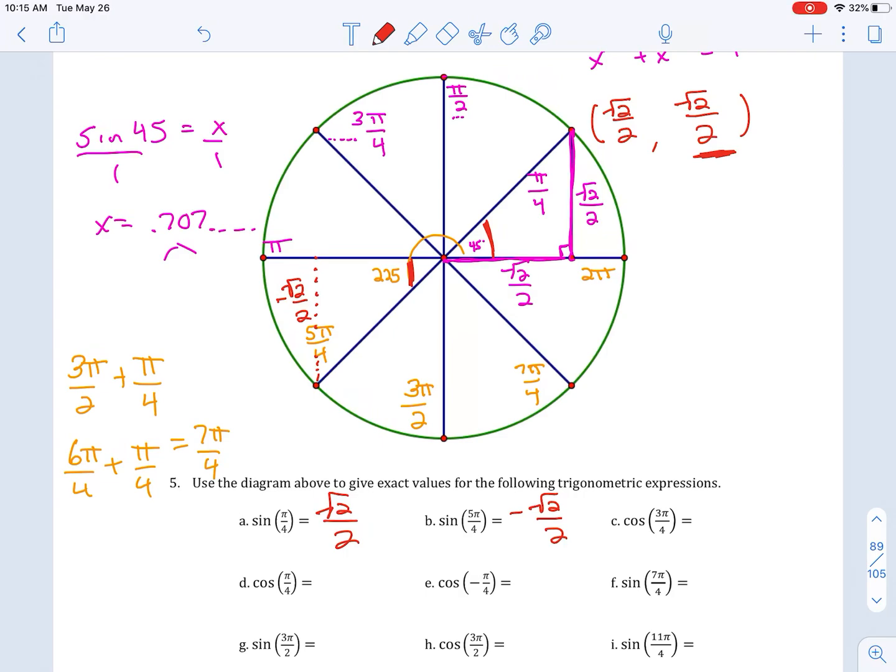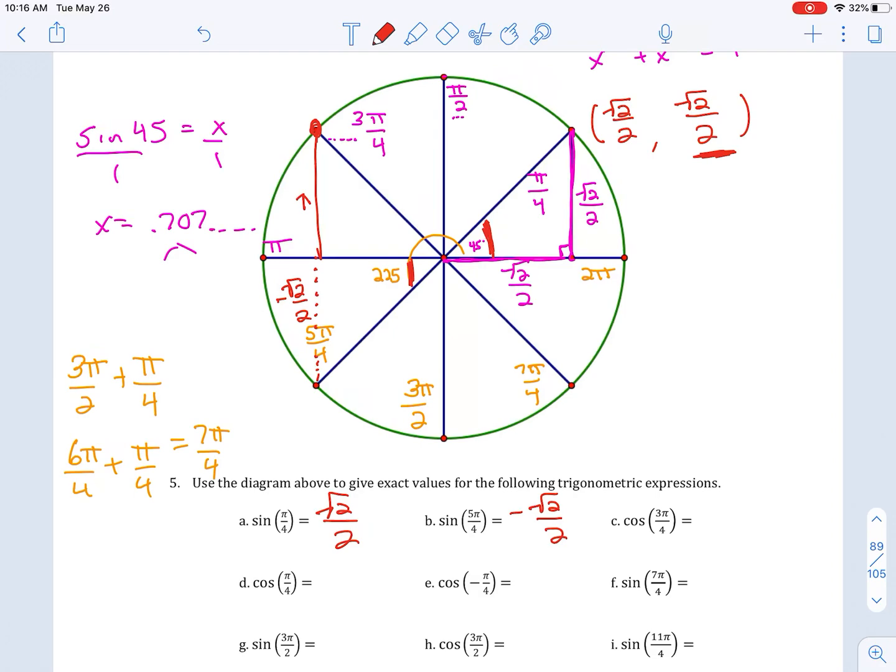3/4 pi. Okay, 3/4 pi is right here. And my y value would be what? I'd have to go left the square root of 2. Oh, I'd have to go left and up, right? So my y value would be this positive distance right here, which is the square root of 2 over... Oh, but that's cosine. Sorry. Let's just go on to... We'll do cosine last, but you know that it's the x value, right? So you probably could have figured it out there.